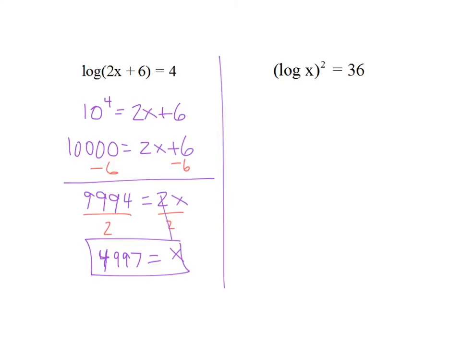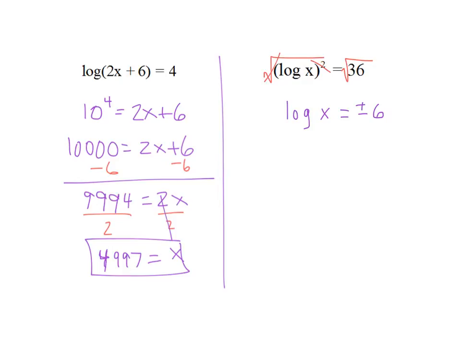So how do we undo a square? Well, we square root both sides of the equal sign. All right, now what that means is we end up getting log base 10 of x equals, what do we have over here? Well, we actually have plus or minus 6. Did you catch that? When we square root both sides of an equation, we always need to include positive or negative 6.